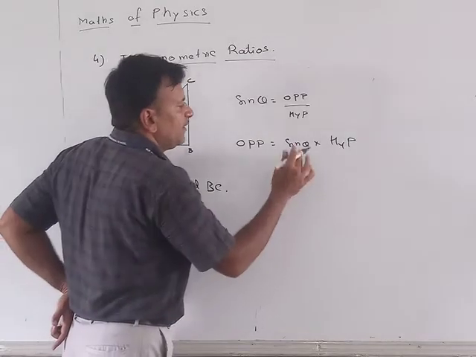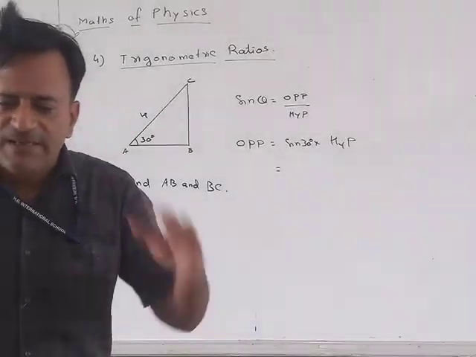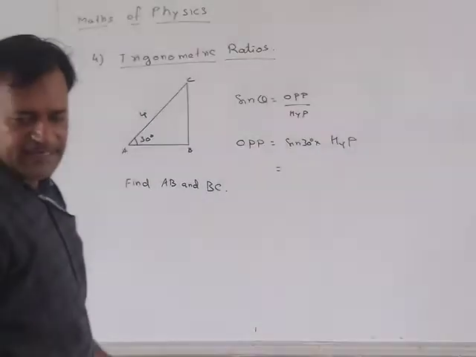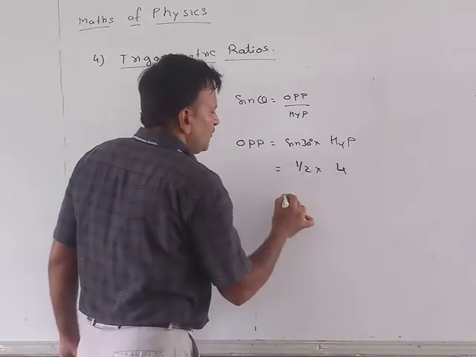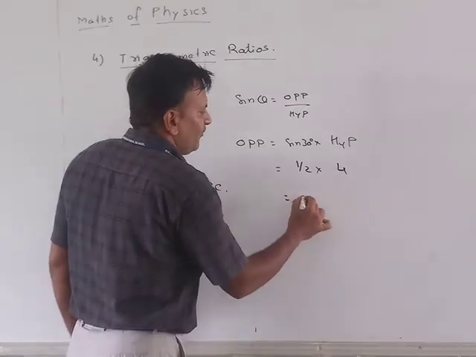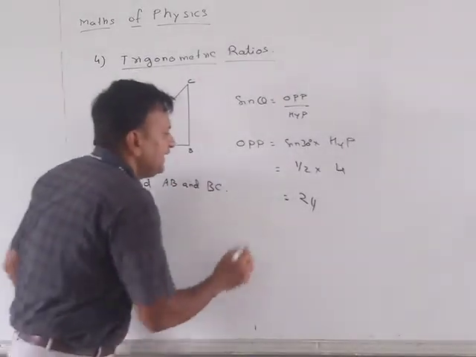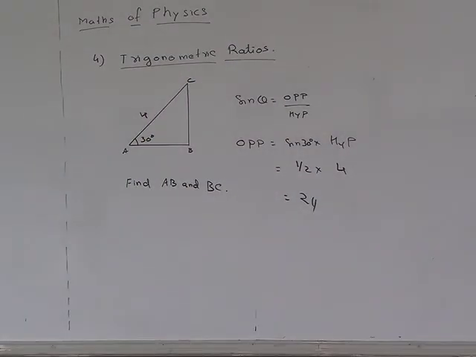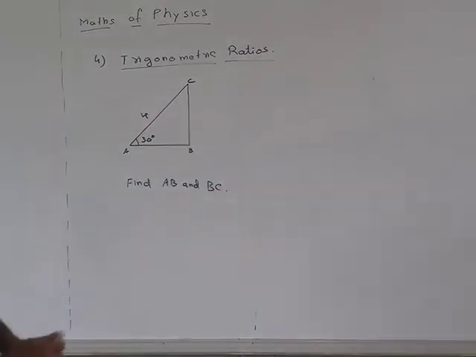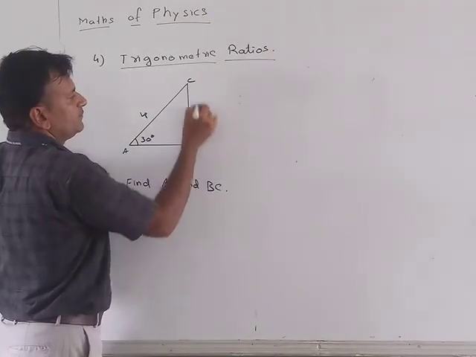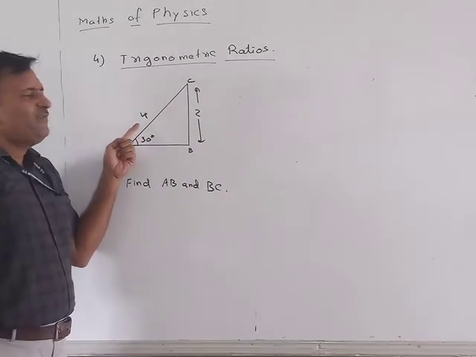Sin theta means what? It's 30. The value of sin 30 is what? The value of sin 30 is 1 by 2. Hypotenuse is what? It's 4. So opposite side equals what? Half of 4, that is 2. This is 2. Whatever the units are, centimeter, meter, whatever is the unit of 4, the same will be the unit of 2.